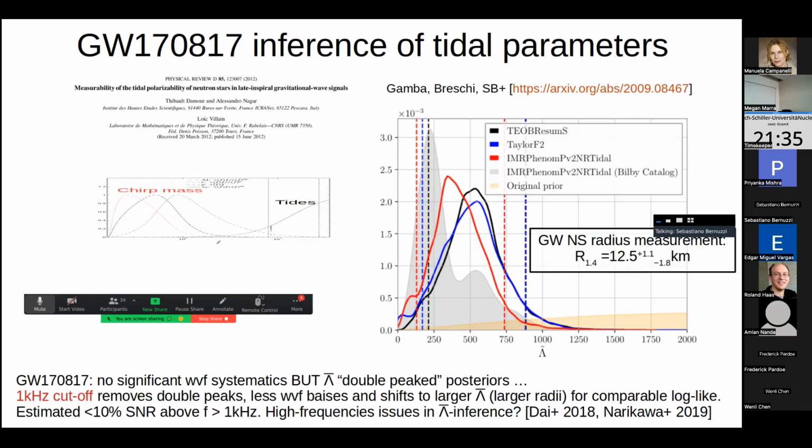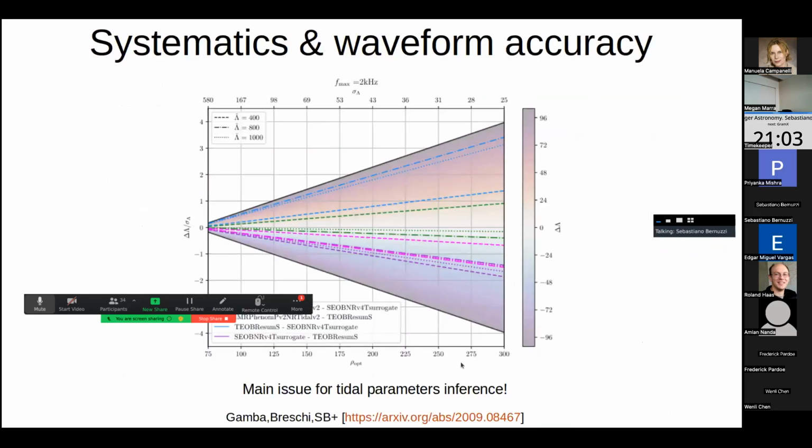But on the other hand, this limitation, this cutoff of the data, allowed us to remove bimodalities in the posteriors, and made all the approximants that we explored more compatible with each other, and so minimize these systematic effects. And you see there's quite a big effect between this gray 2 kilohertz analysis and the others. This is something that has also been noticed by other authors for this particular event.